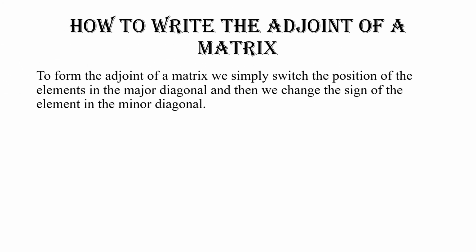To form the adjoint of a matrix, this is what we really do. We switch the position of the elements in the major diagonal, and then we change the sign of the elements of the minor diagonal. Really and truly, that's the bottom line. So, how do we go about doing that? Simple. Supposing we have a matrix, and let me use a generic algebraic matrix. Let me say we have A, B, C, D.